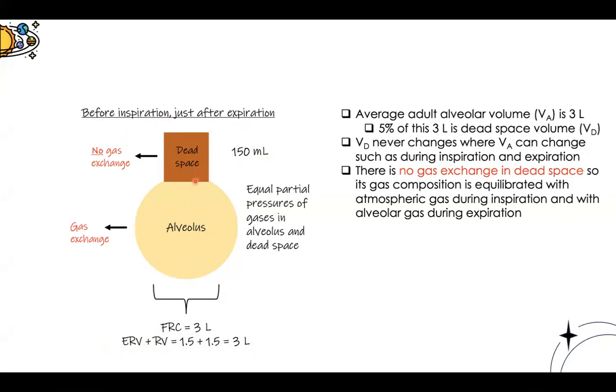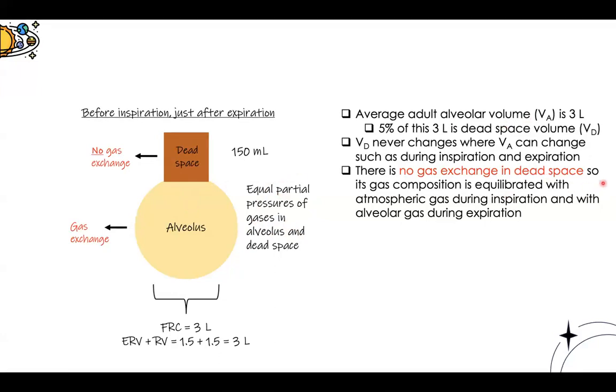Now, I wanted to let you know that the composition of gases in the alveolus and in the dead space is the same. I just color coded them differently because I'm going to explain this on the next slide, so I wanted you to be able to differentiate them. Equal partial pressures of gases in alveolus and dead space, because they're open to each other and they equilibrate, so their gas composition and partial pressures are equal.